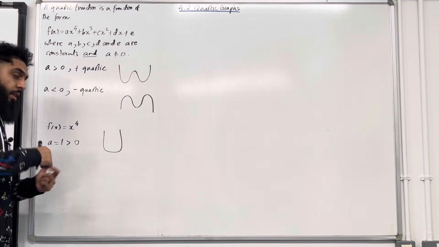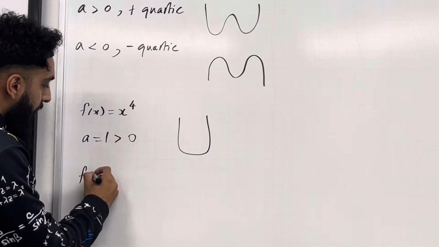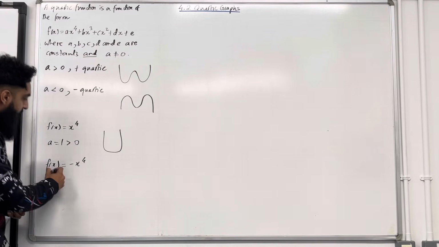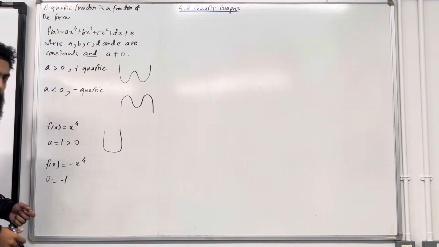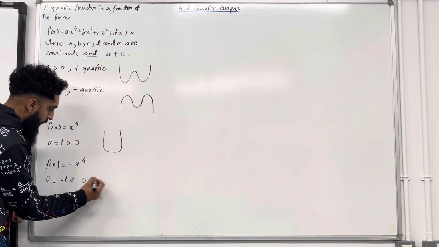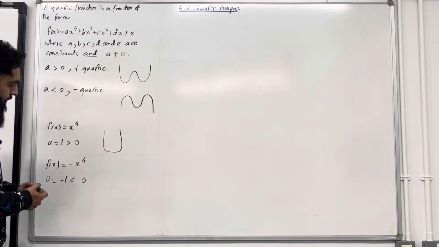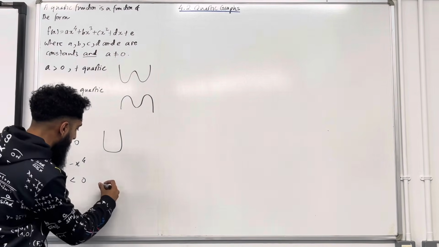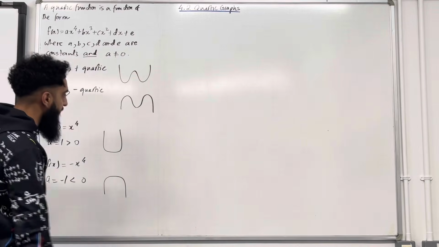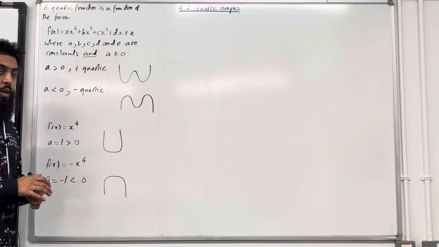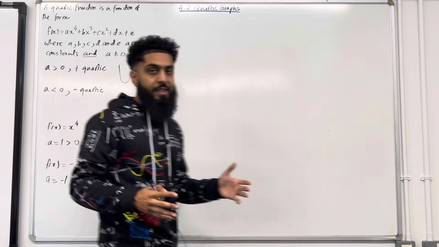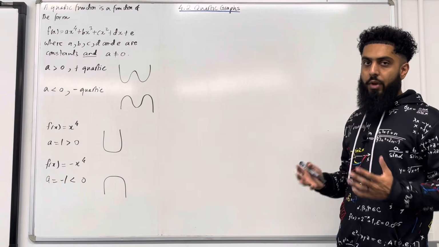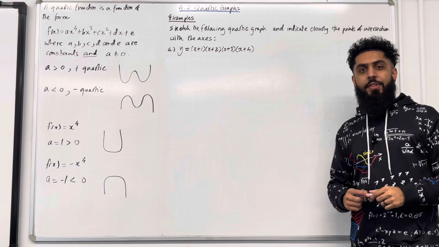Now, the next special type of quartic, f of x equal minus x to the power 4. Over here, a is equal to negative 1, okay, which is less than 0. We have a negative constant. In this case, the shape of the graph will be an upside down U shape with a flat bottom at the vertex. Okay, so that there is the key facts of this particular section. We're going to use this key knowledge in order to sketch quartic graphs. Let's have a look at some examples.